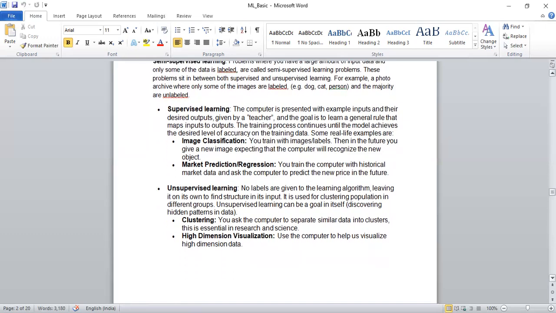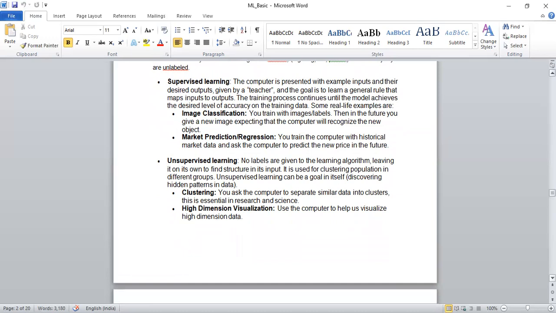Now look at this, unsupervised learning. No labels are given to the learning algorithm, leaving it on its own to find the structure in its input, that is, to find the hidden pattern in the input data. It is used for clustering population into different groups. Unsupervised learning can be a goal in itself, discovering hidden patterns in data.